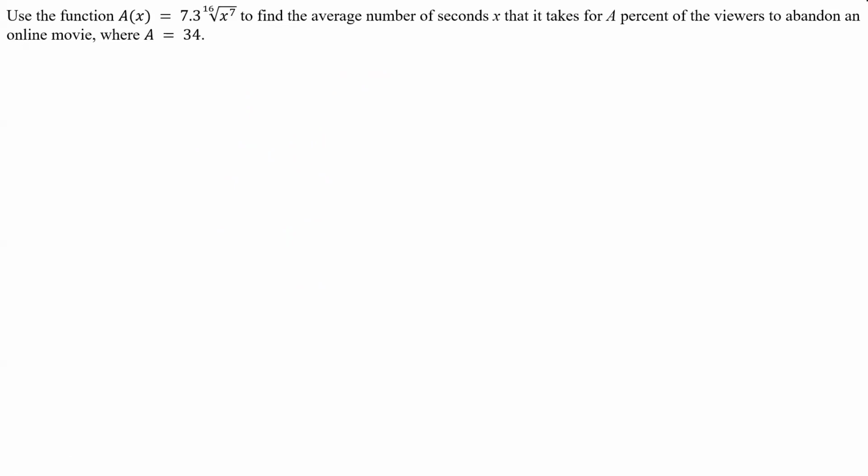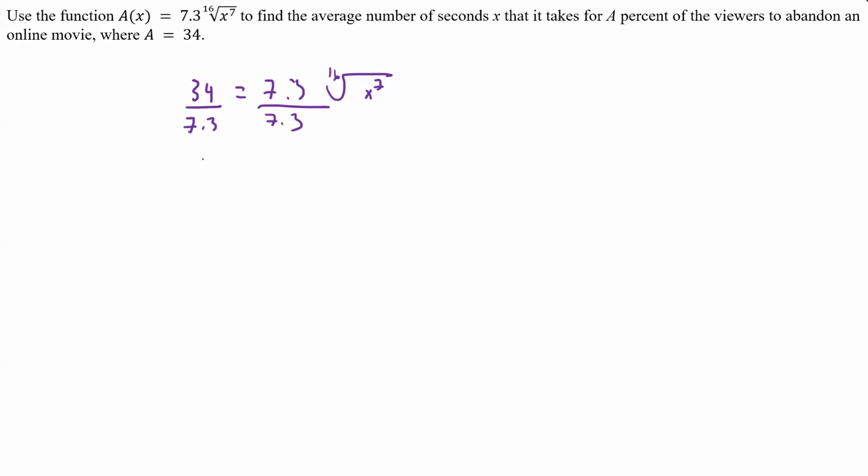So here we have the function A(x) equals 7.3 times the 16th root of x to the 7th, to find the average number of seconds x that it takes for A percent of the viewers to abandon an online movie, where A is 34. All right, so in this one, we're just going to say 34 equals 7.3 times the 16th root of x to the 7th.